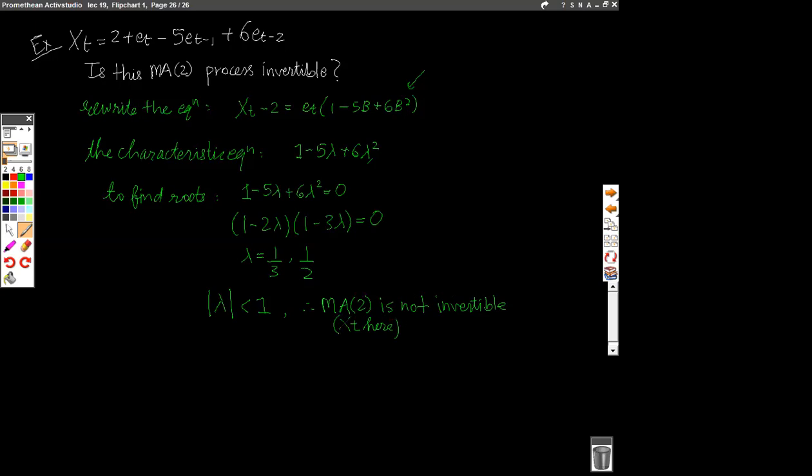Does this make sense? Please ask me if you haven't understood this concept, because this is actually the crux of determining whether a process is invertible, whether a process is stationary. You have to keep in mind which characteristic equation you are looking at. Is it the inverse or is it the actual equation? If it is the inverse, then the roots should be less than 1. And if you are not taking its inverse, the roots should be greater than 1, which is kind of the same thing that you have in AR.